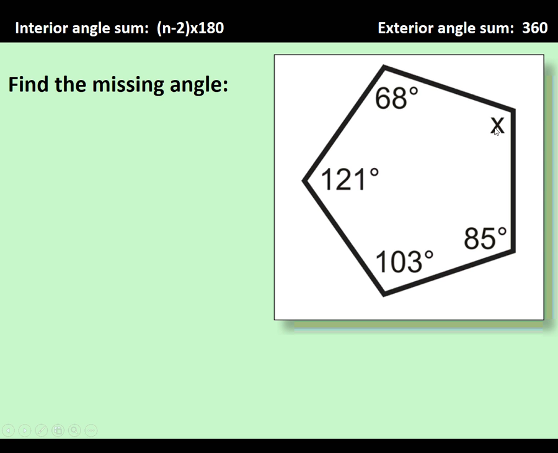Number one, we're going to figure out how many sides it has. We've already said it's a pentagon. Two, we have to decide if we're looking at interior or exterior angles. That's kind of always one of the first things you do. And then we'll figure out what these angles are supposed to add up to. So it's a pentagon with 5 sides.